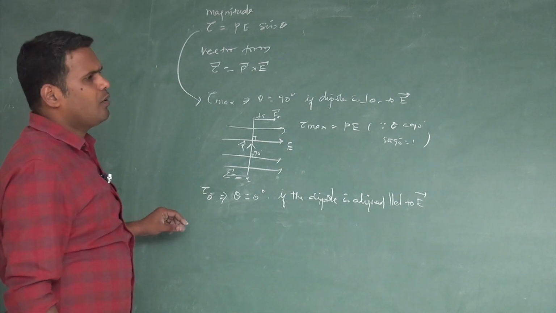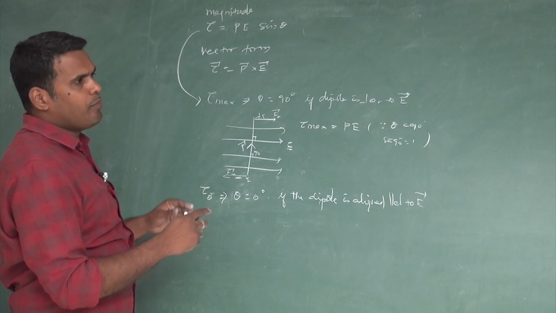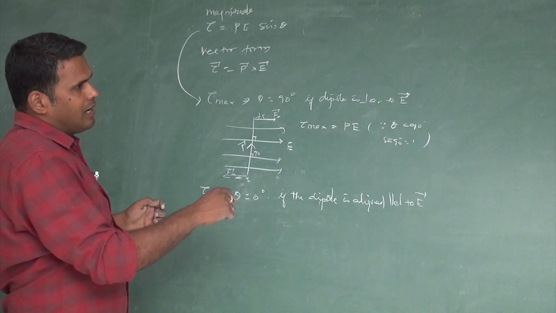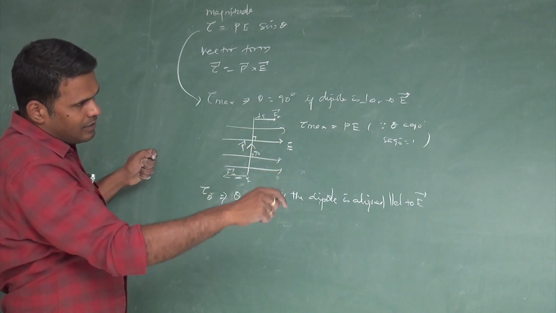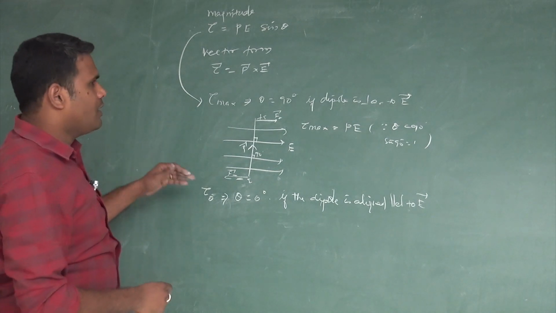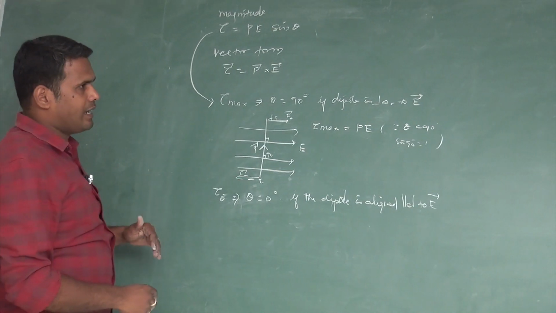What will happen when a torque acts on the dipole? The dipole will be rotating in the uniform electric field. So obviously the dipole will tend to align parallel to the electric field because of the action of the torque. So it aligns the dipole along the field direction.